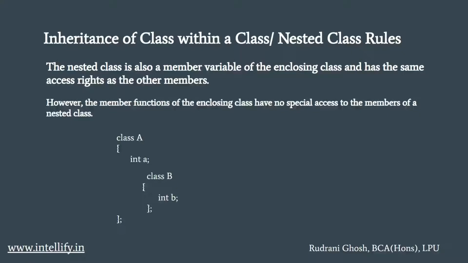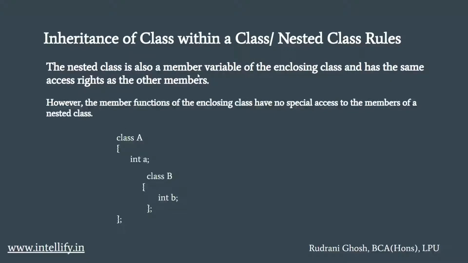For example, here we have a class A. Inside class A, we have a normal variable A, which is private to the class. We also have another class B, which is present inside class A, and there's a variable int b inside class B. So our focus here is that inside class A, we have another class, class B. This kind of structure is called a nested class.